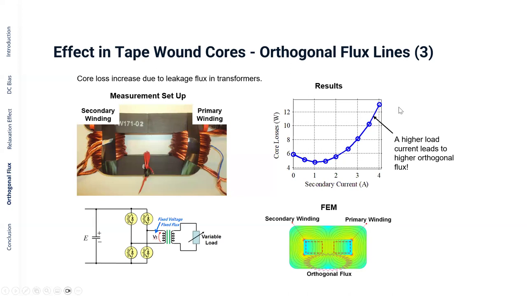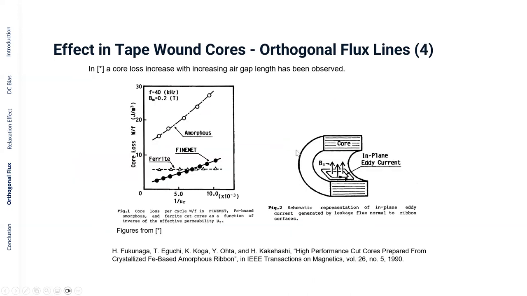Okay, so these are effects that happen, and this is not something very new. This is a relatively old publication that we found that describes exactly the same. You can see here the effect in the amorphous core, or this material here, how the core losses increase. However, in ferrites, they remain more or less constant. And the reason they describe here is exactly the same: the orthogonal flux lines, or in-plane eddy current losses, as they describe it.